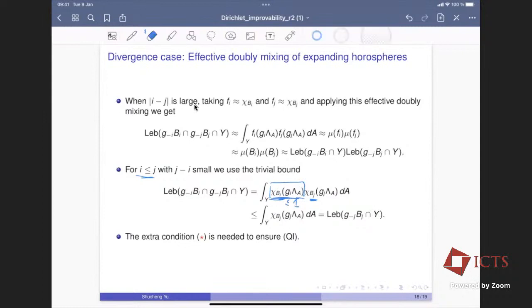So what I do is trivially bound the larger indicator function by 1. Then I get this integral over y of this single indicator function, and this equals the Haar measure of this intersection. But here we lose something, because we want this thing to be close to the product, but not this single Haar measure. And that's exactly why we have to assume that technical star condition in our theorem, to ensure with these two bounds this quasi-independence condition.